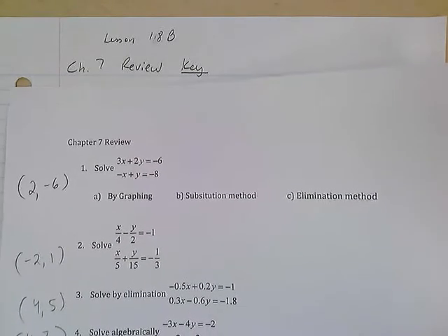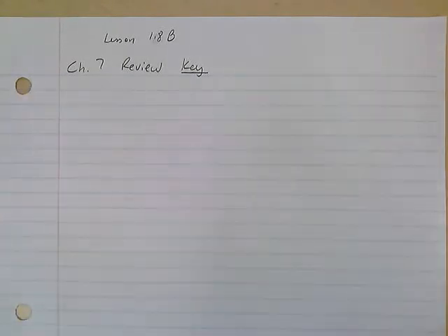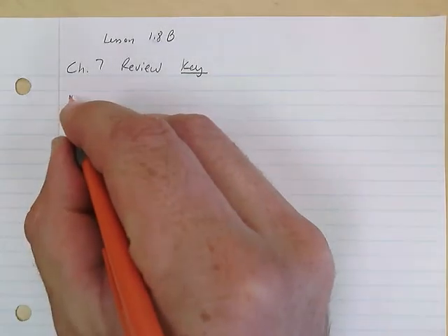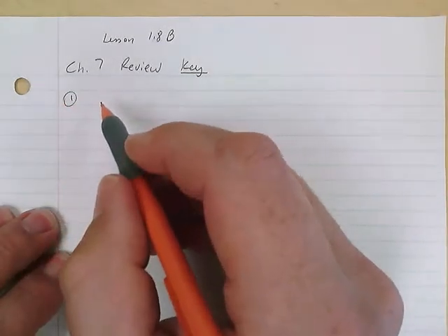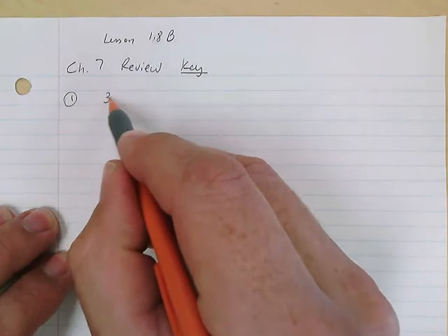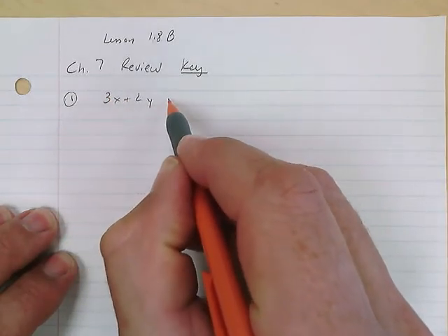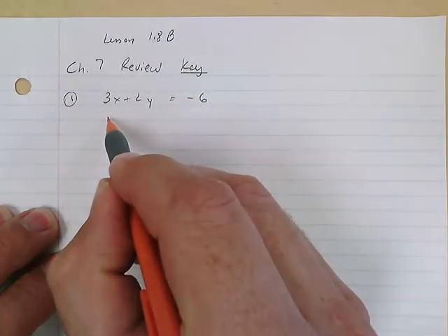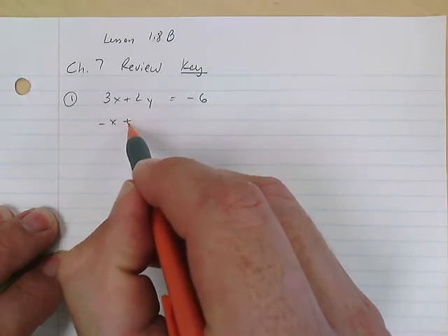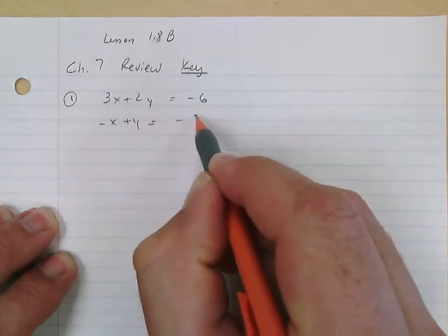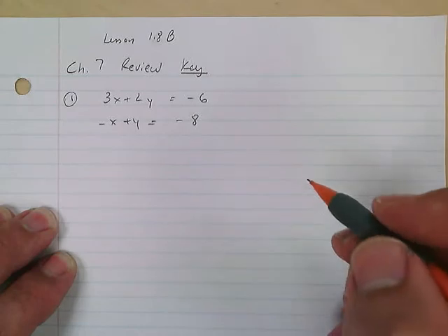All right, here I'm gonna work through this review key that you got at the end, and I just wanna make this quick video so that you know whether or not you're on the right track. Okay, so number one, we're supposed to solve 3x plus 2y is equal to -6, and negative x plus y is equal to -8 using three methods, right?